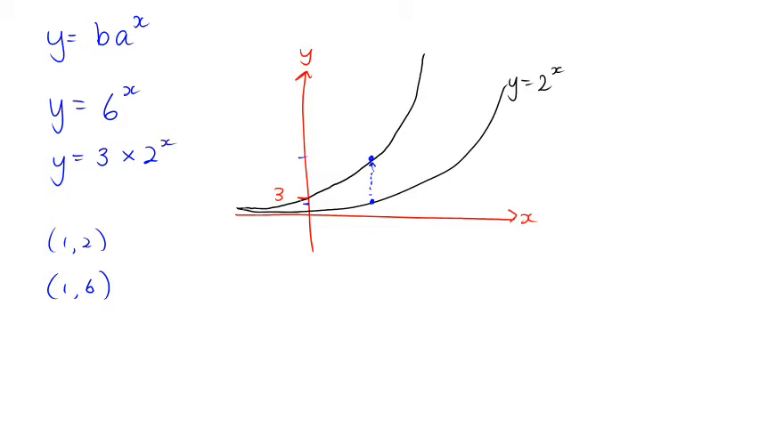You only times the y-intercept? Or the both of them? It's only the y values that are getting multiplied by 3. So this one would be y equals 3 times 2 to the x.